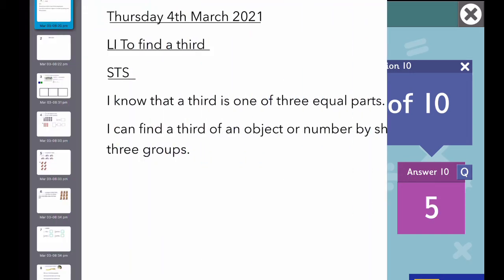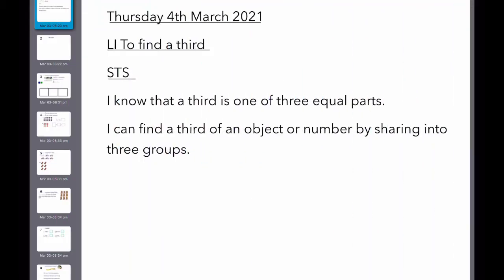Well done everybody. Good morning Year 2 and welcome to Thursday's maths lesson. Yesterday you all did so well with your finding a third practically, so today we're going to move on to using picture representations to find a third. So to be successful today, you need to know that a third is one of 3 equal parts, and you need to be able to find a third of an object or number by sharing into 3 groups.